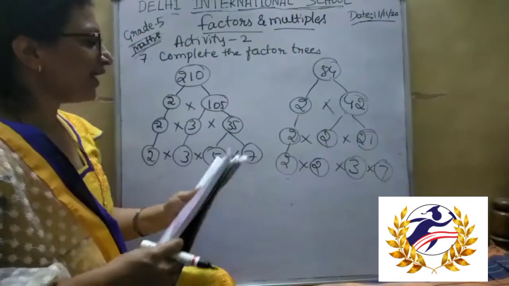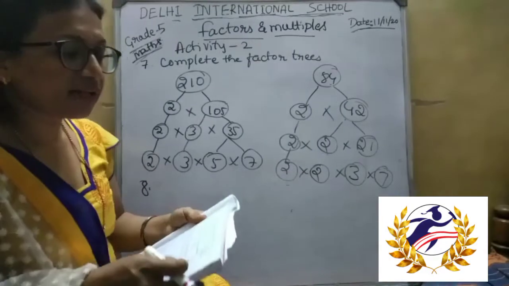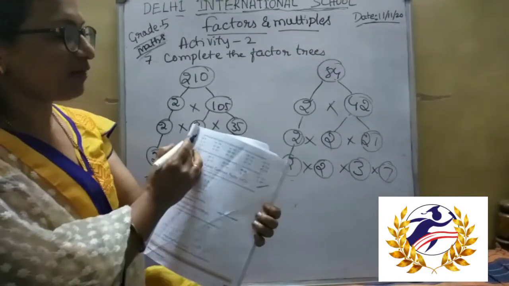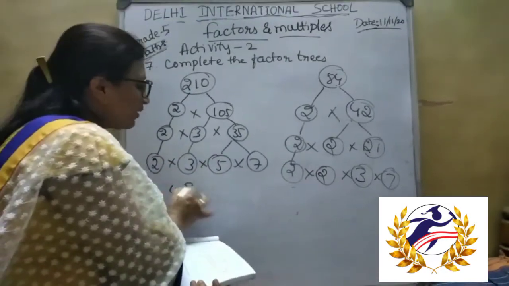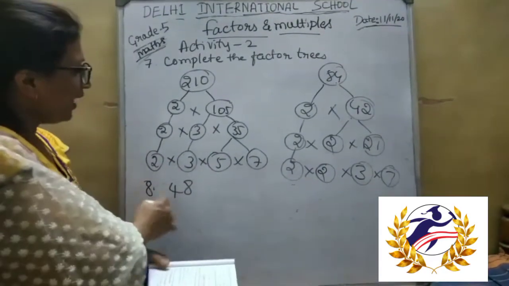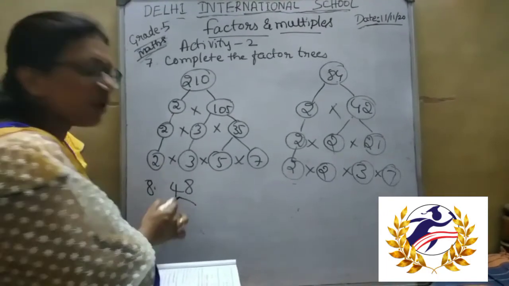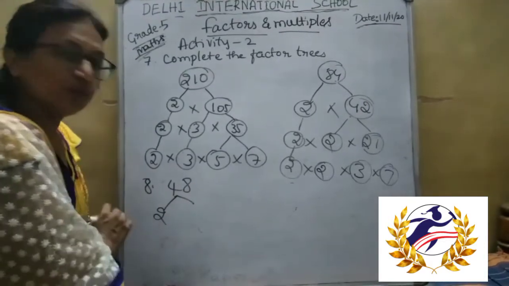Then the next problem, the 8th main, is: find the prime factorization of the following numbers by the factor tree method. 8th question. First one I will take 48. When writing the factor tree method, first we need to take the smallest number, 2.